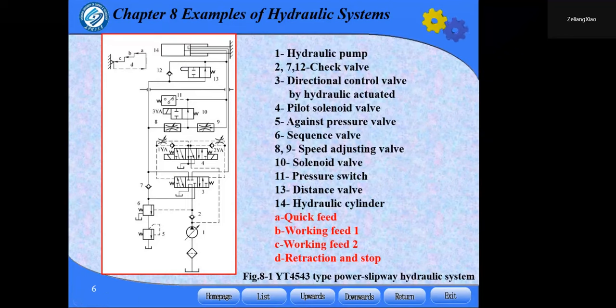The system pressure is very low due to the power slipway being unloaded. The circuit valve 6 is closed and the oil line has a differential connection to realize the slipway quick feed. And the variable displacement pump 1 has the maximum flow rate in this case.